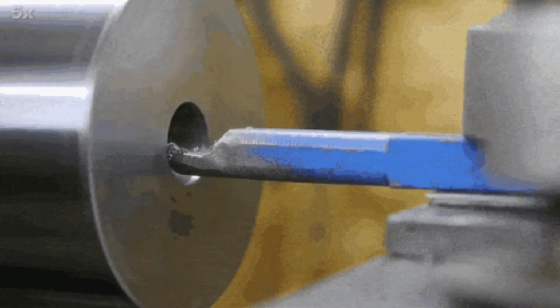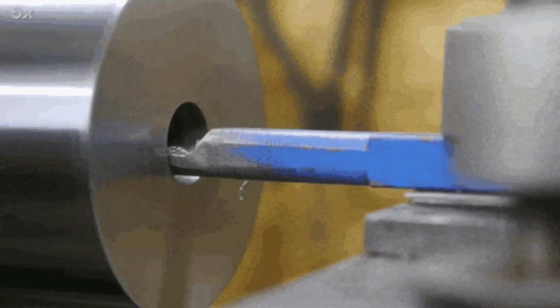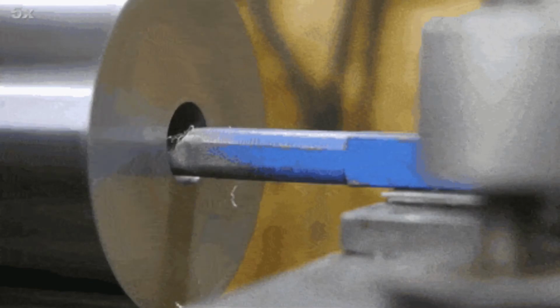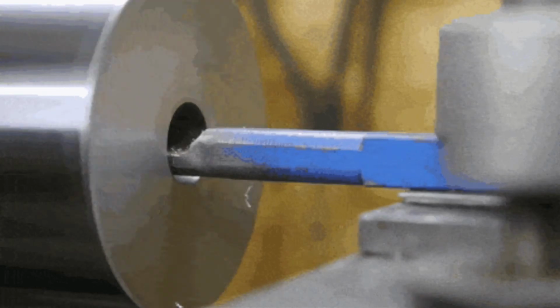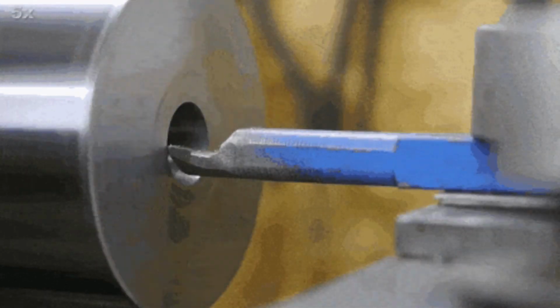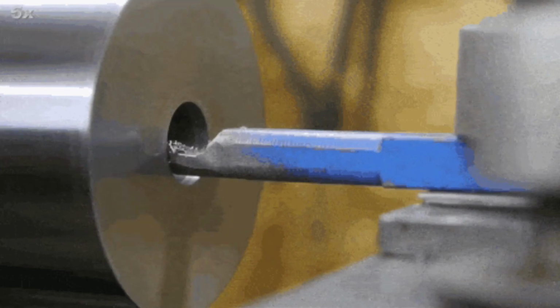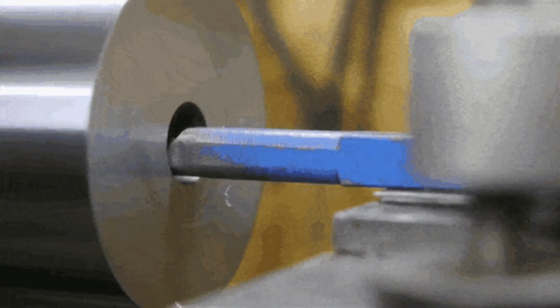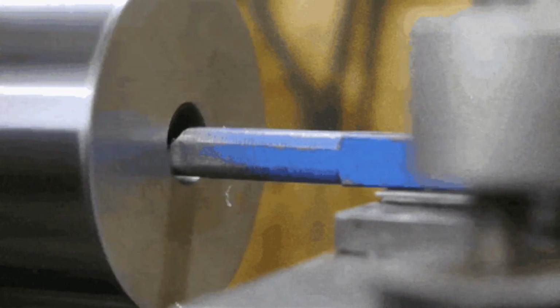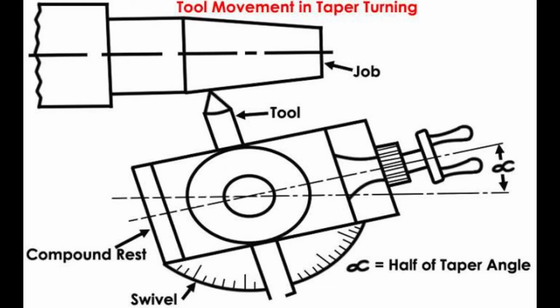Now we will move towards the fifth process, which is boring process. Boring is the process of enlarging the hole produced or drilled in the workpiece, or it can be said as increasing the diameter of the hole. Now we will see the sixth process, which is tapering process. When the diameter of the workpiece is to be changed uniformly along the length, then the tapering process is used.